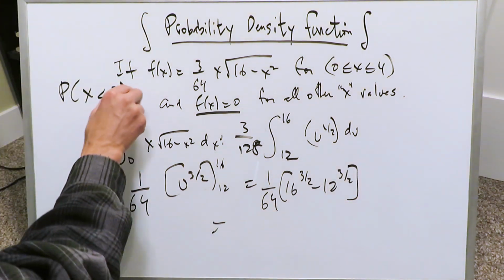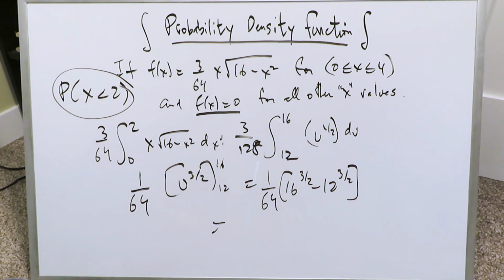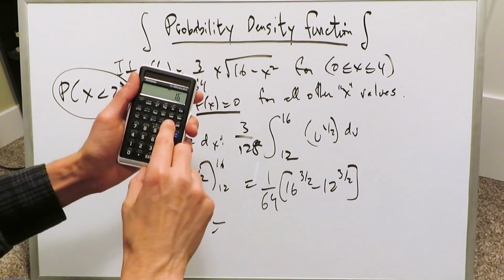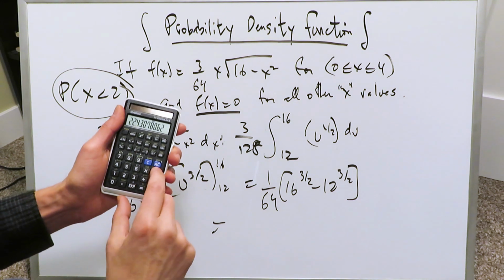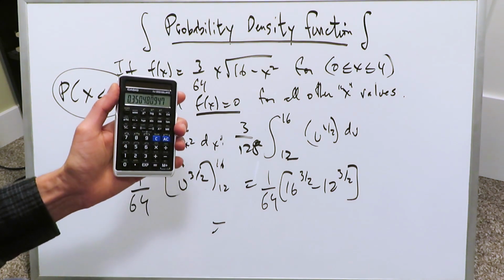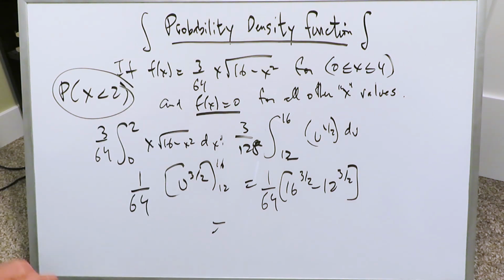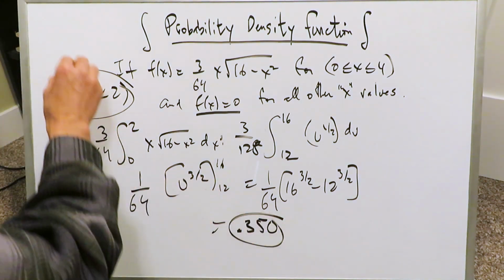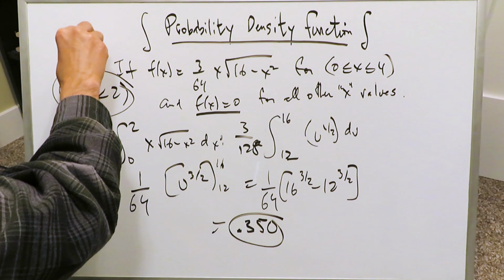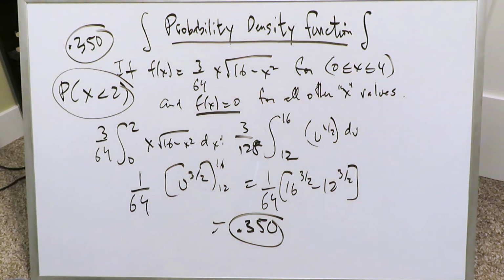This right here will give us the probability of this event occurring. We don't know what this model represents or what this event is, but we can at least determine the probability. We'll do 16 exponent 1.5 minus 12 exponent 1.5 divided by 64. I get 0.35048. That's the probability of this event occurring: 0.350, or 35 out of 100.